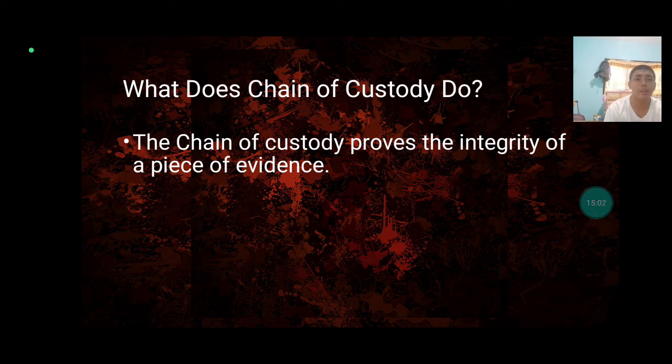What does chain of custody do? The chain of custody proves the integrity of a piece of evidence. A paper trail is maintained so that the person who had charge of the evidence at any given time is known, and can be quickly summoned and testify during the trial. It is required that a record of the chain of evidence be established in court.